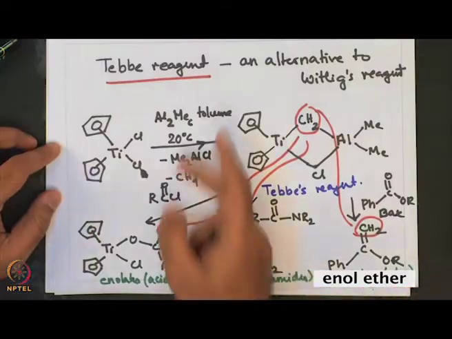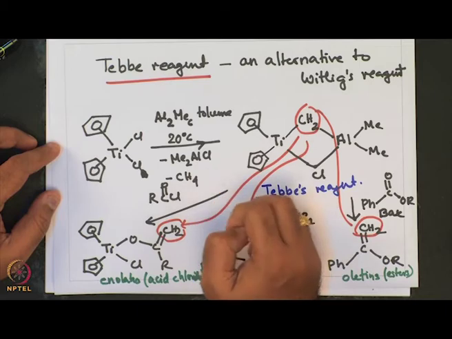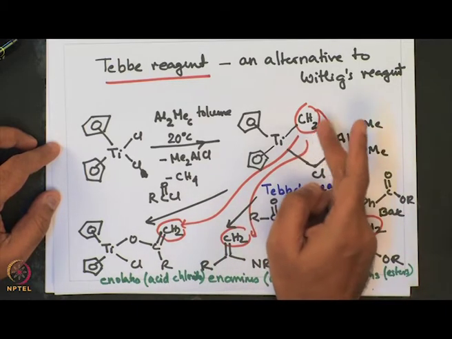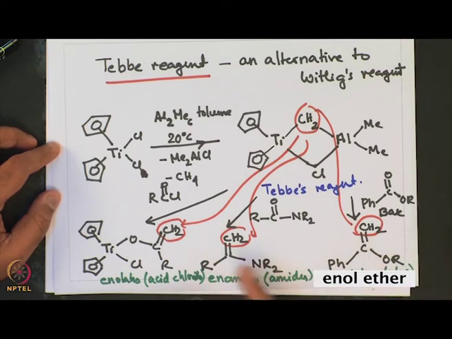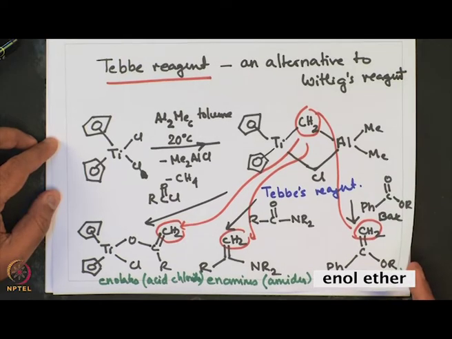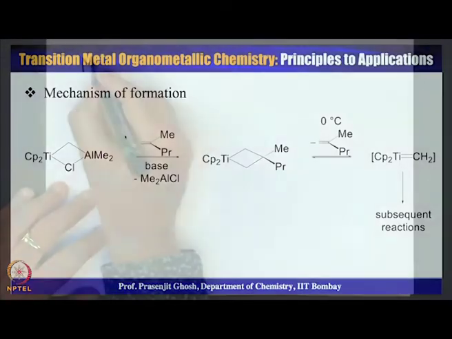Tebbe's reagent usually is formed from titanocene dichloride by reaction with trimethyl aluminum, which results in elimination of a methane and dimethyl aluminum chloride to give this Tebbe's reagent, which is a Cp2 titanium CH2 AlMe2 and chloride. That reacts with different substrates giving enol ethers, enamines and enolates depending on the reaction that it undergoes. So, this is a very nice demonstration and application of these transition metal carbene complexes, particularly in terms of their utility in organic synthesis.